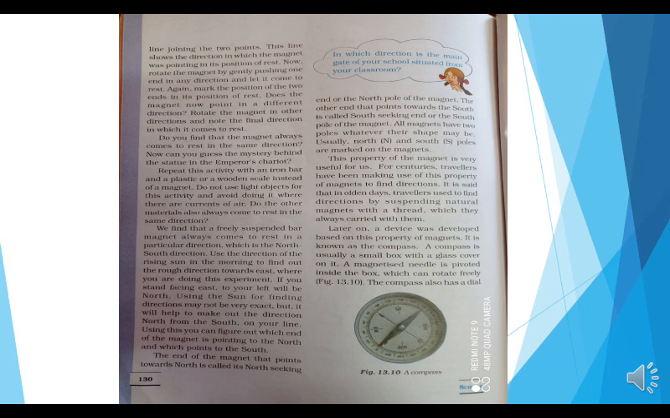What will you find? You will find that the magnet will always come to rest in a particular direction only. Then repeat this activity with an iron bar or a plastic or wooden scale instead of the magnet. Now, what will you observe? You will observe that they will give some other result, but the magnet will give the same result.